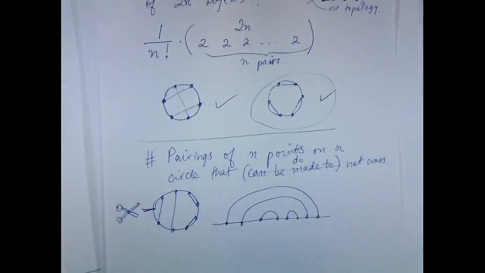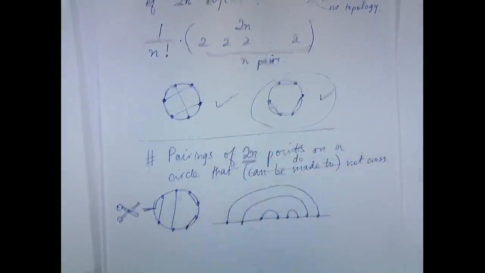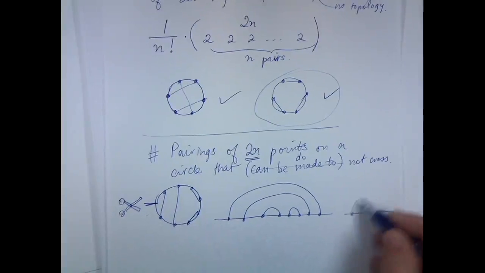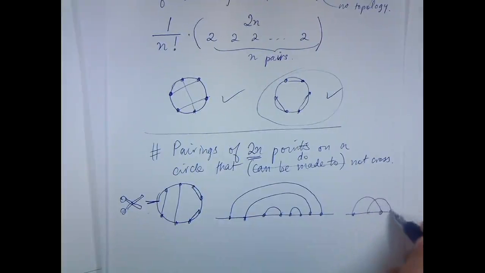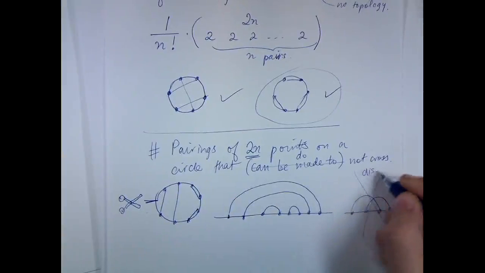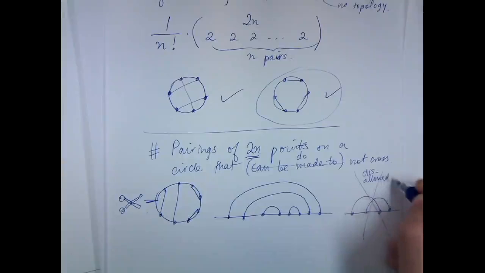They have this nested property, and I should say 2n. So not so easy to pair if it's odd. So let's say the number of pairings of 2n points on a circle that do not cross on the circle. If you're doing it on a straight line, then let's say they can be made to not cross by drawing those lines. Now clearly this is not every pairing, because here's a pairing that cannot be made to not cross. Whether you do it on a circle or like this, that is disallowed. Okay? So we want to know the number of ways of doing this.